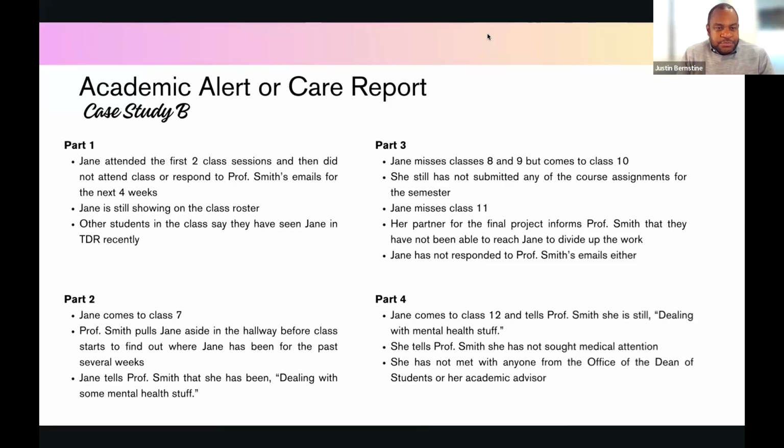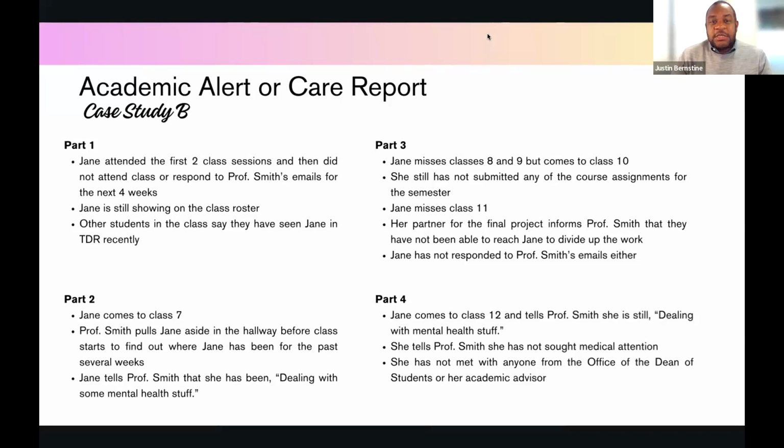Part 2. Jane comes to class 7, and Professor Smith pulls Jane aside to find out what's been going on and where Jane has been for the past several weeks. Jane tells Professor Smith that she has been, quote, dealing with some mental health stuff. Part 3. Jane misses classes 8 and 9, but comes to class 10.